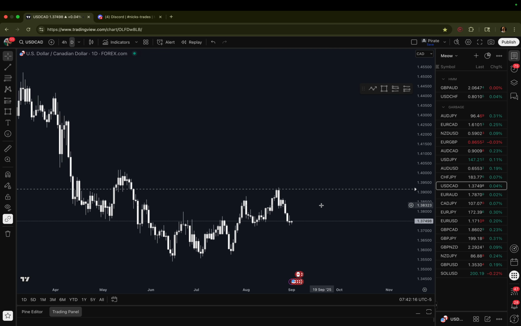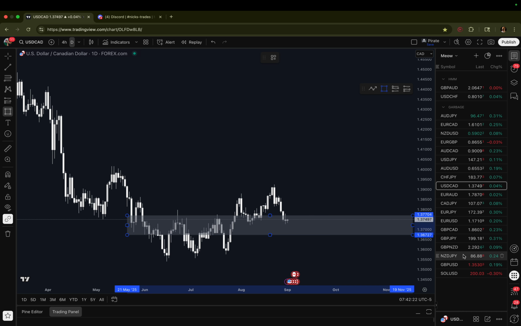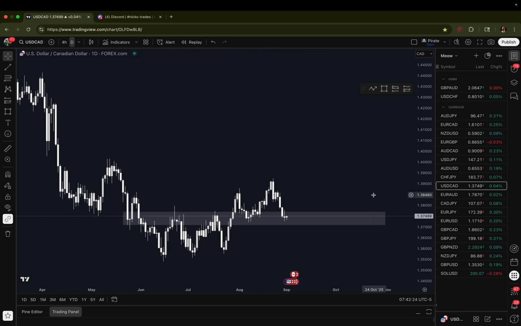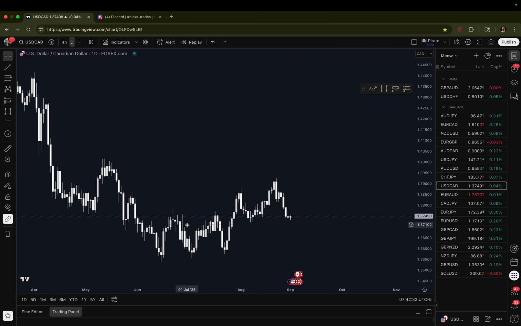USD CAD, I don't see anything here either. There's a couple different zones price could bounce at, but it all just seems too hairy and foggy to me. This is the zone that me and some of my clients were looking at this week, but I don't really want to, so I'm just not going to trade that.